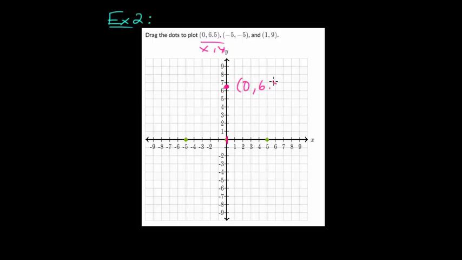That is 0, 6.5. Now moving on to the next one, let me use a darker color. Let's say 1, 9 next. So we go over 1 and then up 9. So that would be right there. So that's 1, 9. And for this last one, this minus 5, we go minus 5 in the x and then down minus 5 in the y. And they would meet right here at that point. So that would be minus 5, minus 5.